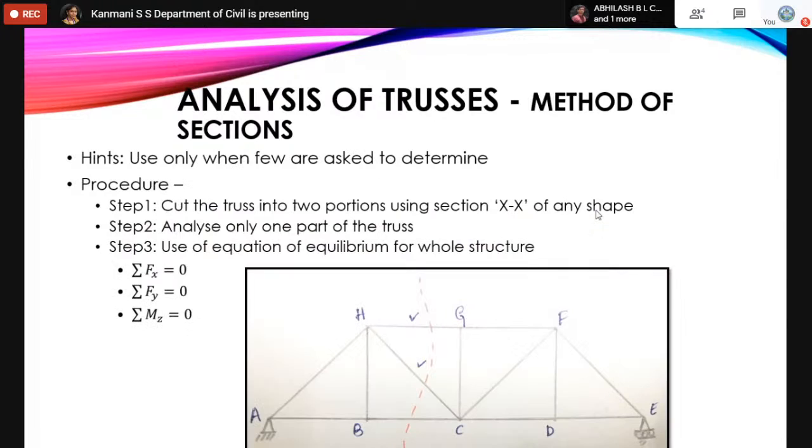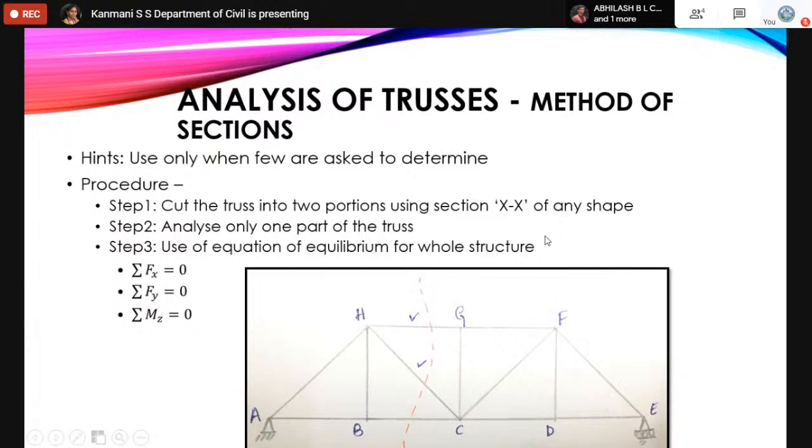Now moving on. Analysis of trusses by the method of sections. Use this method only when they ask about 1 or 2 or 3 members. So what's the step here? We are going to cut the truss into 2 portions by using section XX. XX may be of any shape. You can put a straight line or a curved line, nothing will happen. It is a section which cuts the entire structure into 2 parts, which may or may not be equal. So you have divided it into 2 different parts along this section.